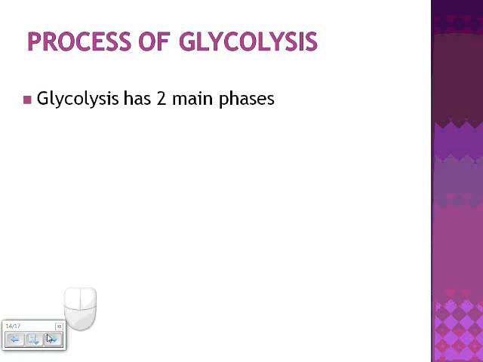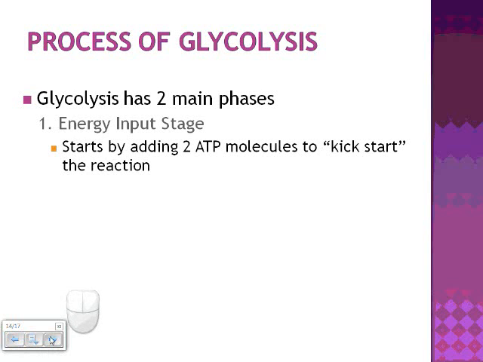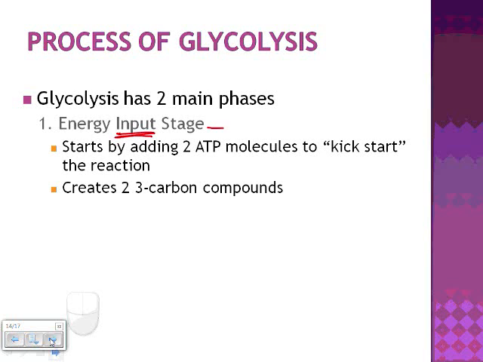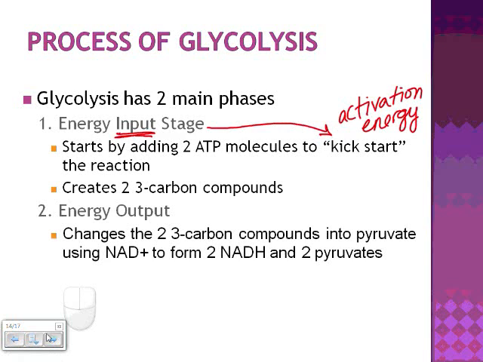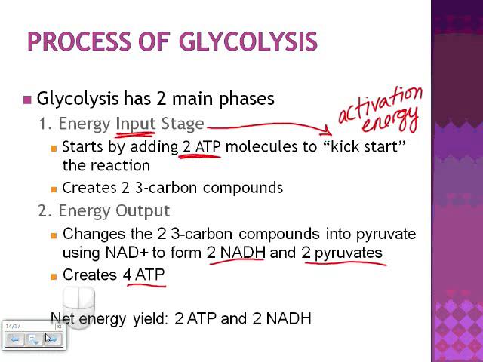So, we got 2 main phases. Energy is going to be put in to kind of kickstart the reaction, right? And when we talk about kickstarting the reaction, I'm hoping that you guys are thinking, if energy is being input to kickstart, you should be thinking activation energy, the energy required to start a chemical reaction. So we're going to have energy put in to kickstart this reaction. It's going to create 2 3-carbon compounds, and then energy is going to be put out, right? What we're going to wind up with are 2 NADHs, 2 pyruvates, and 4 ATP, but we already put in 2.